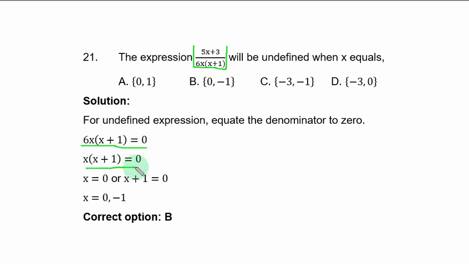If you equate each factor to 0, you have this result. If you transfer plus 1 to the right hand side, you have s equal to 0 or minus 1. B is the correct option.